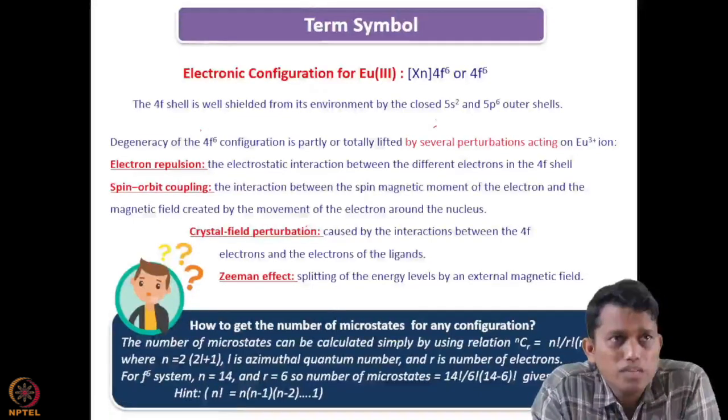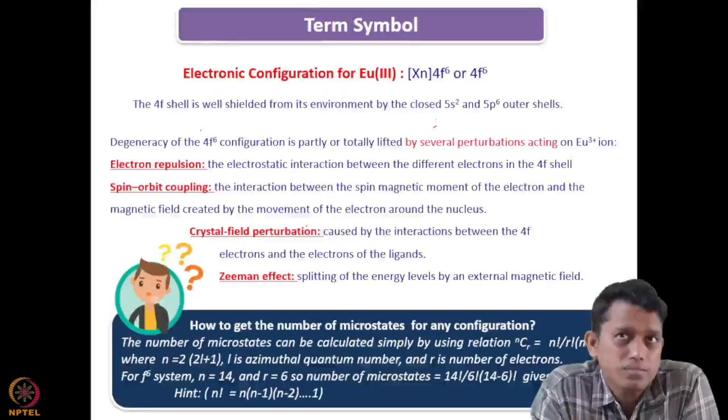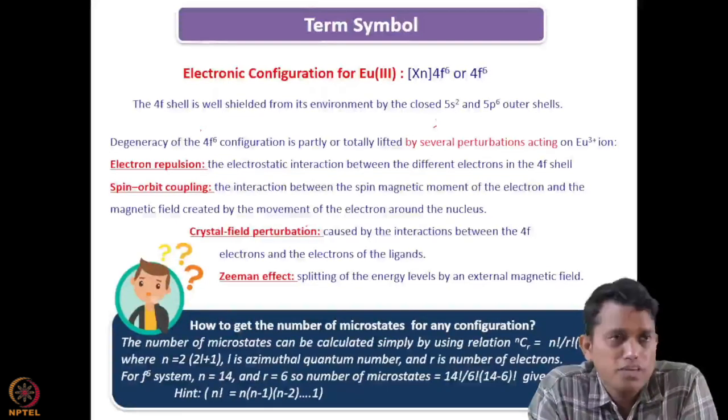So we know that there are possibilities of different kinds of electronic configuration, and each configuration will give rise to something called a term symbol. A term symbol is basically this: if you have an electronic configuration and you want to understand the energetic part of that configuration, you have to talk about the term symbol, because it relates to the energetics of the electronic configuration.